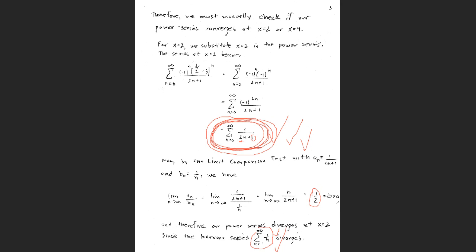What does this C mean? This C is just in the limit comparison test. They talk about the limit, as n goes to infinity, of a_n over b_n equaling a constant C greater than 0. And so I'm just saying 1/2 is equal to that C.